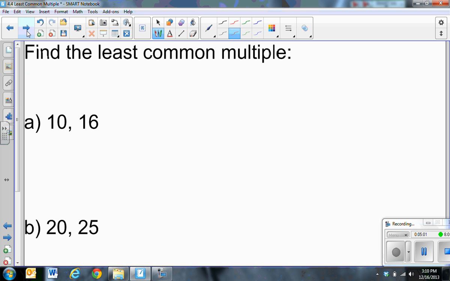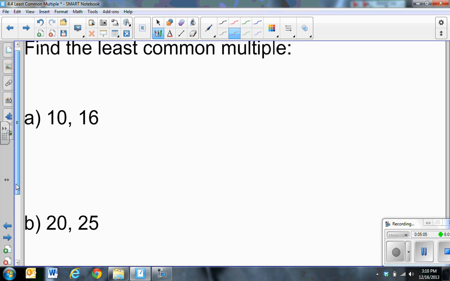Okay, so far? All right, so let's see if we'll do these together, and then you'll have a couple to bring in tomorrow. So we're going to find the least common multiple between 10 and 16. Okay, so we're going to start, we put 10 here in green, and we're going to write its multiples. Okay, so what's the first multiple of 10? 10 itself, right?